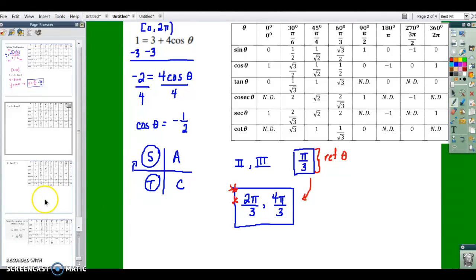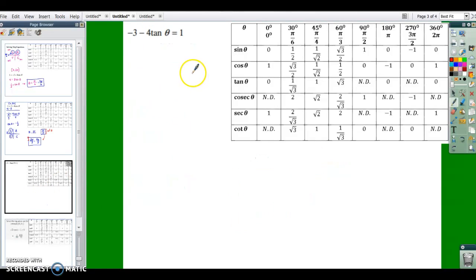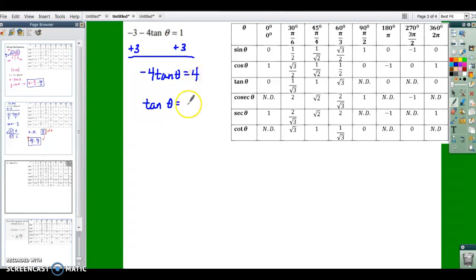Okay, let's take a look at another one. Here I've got one with tangent. So if I go ahead and solve this, if I add 3 to both sides, I end up with negative 4 tangent of theta is equal to 4. And if I divide both sides by negative 4, I get tangent of theta is negative 1.